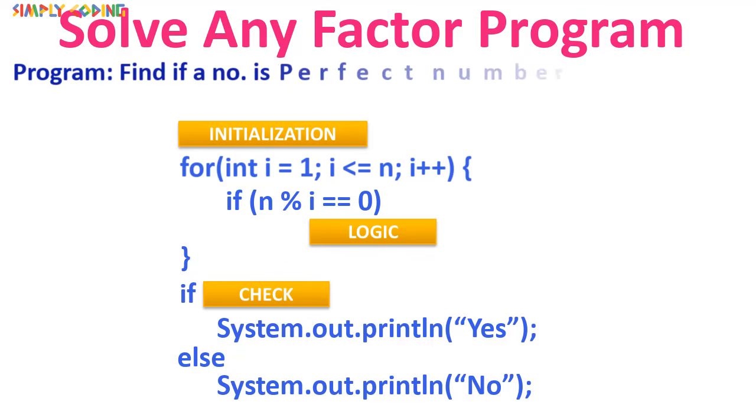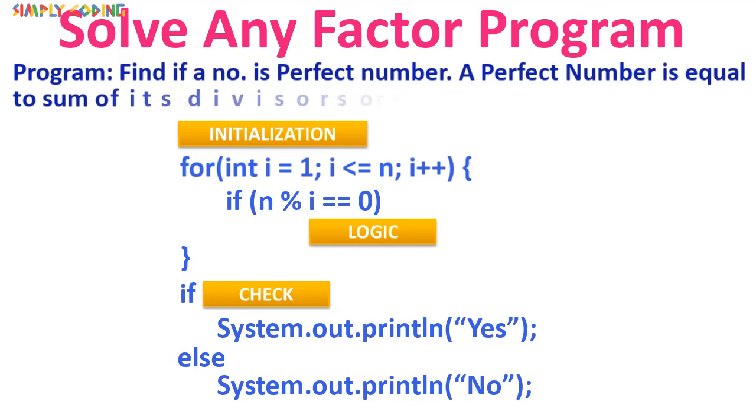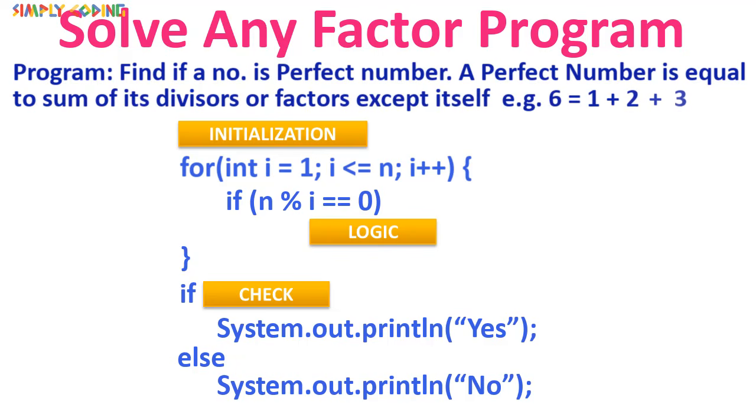Now we will do another program, perfect number. A perfect number is a number which is equal to the sum of its divisors or factors except itself. For example, 6 is equal to 1 plus 2 plus 3. Here the important thing to note is they are asking us to ignore the number itself as a factor.